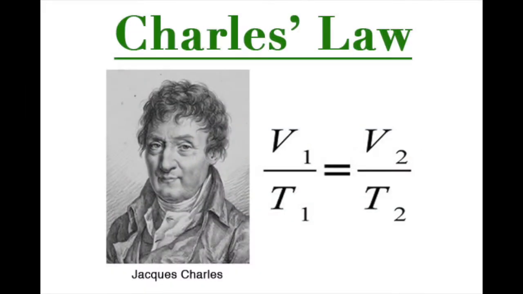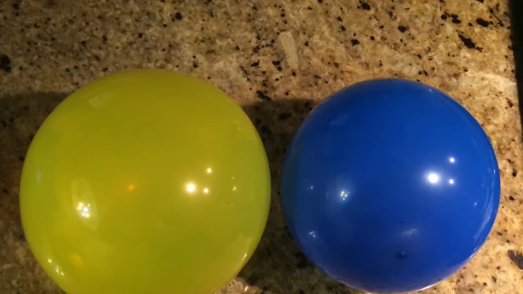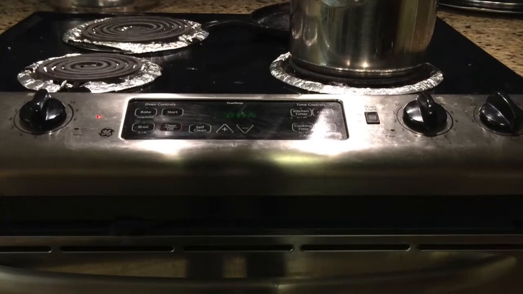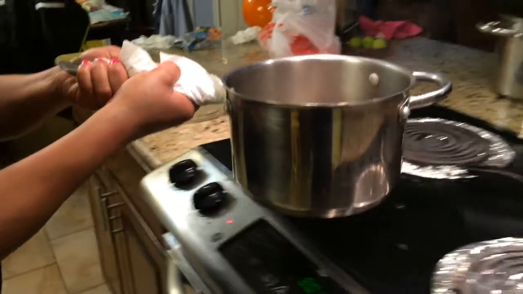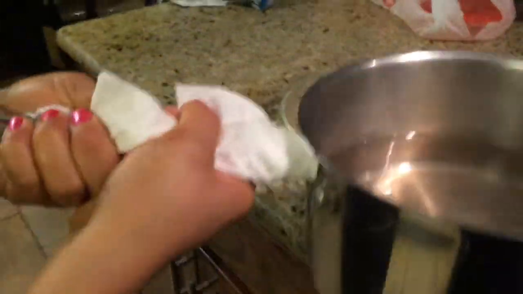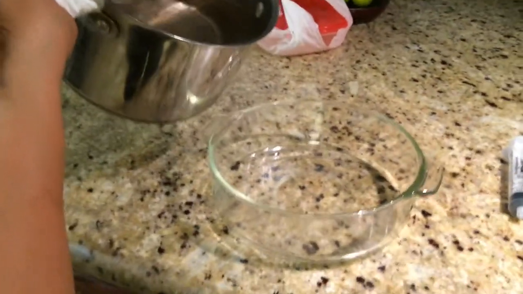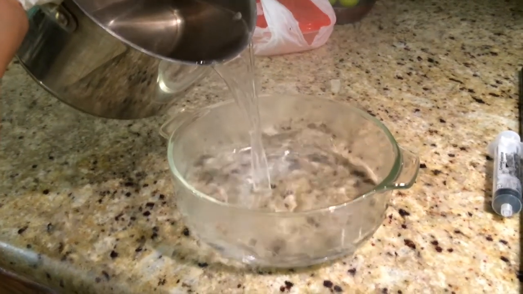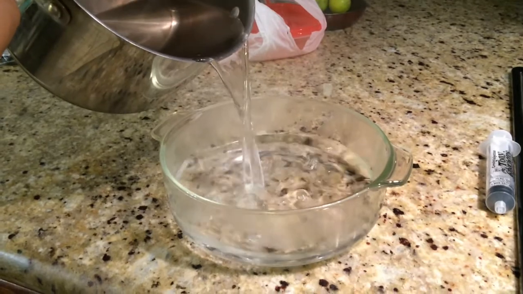Our last but not least law is Charles' law. In this experiment, you will need boiling water, 1 or 2 balloons, a clear pan, and a source of heat with which you can boil the water, such as a stove. The first step in this process is to remove the boiling water from the heat source and pour it into the clear glass pan that we had.